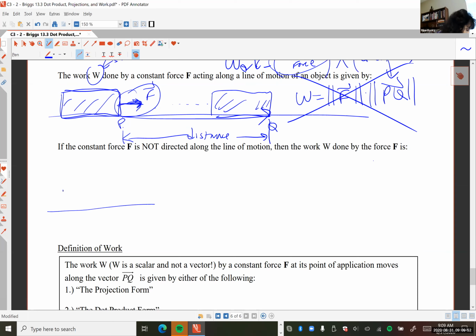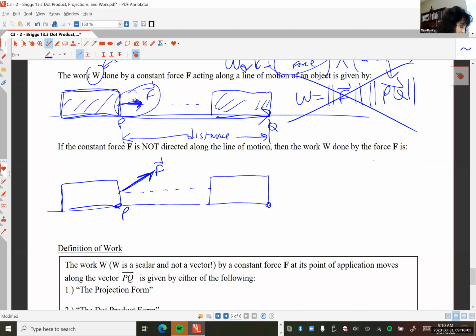So same rock, it's on the ground, and this time, let's say your force is a little off, it's not pointing in the direction of the motion. The motion is still going to be along the ground, and the rock will still end up over here at Q. So what you're going to need is the angle that the force vector is making with the horizontal, and then you're going to be able to hopefully use that to help you get the part of the force that is pointing in the same direction as PQ. What is that?